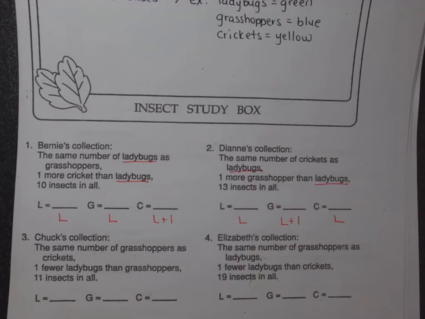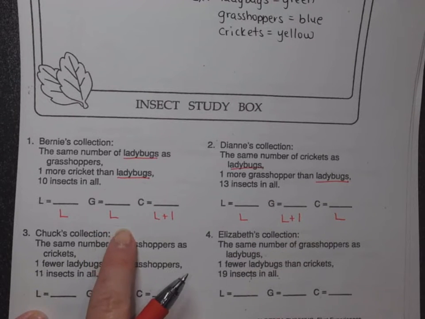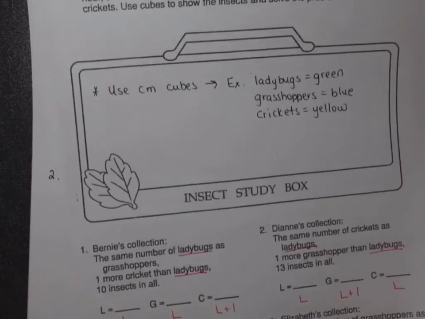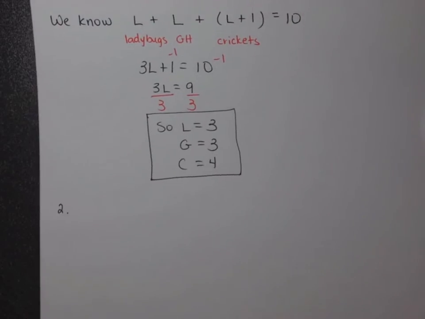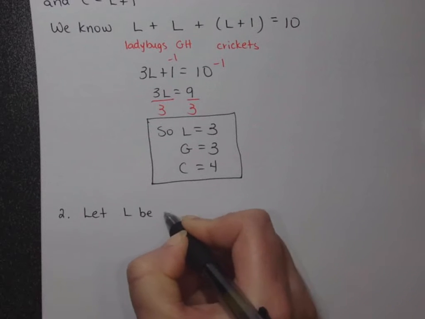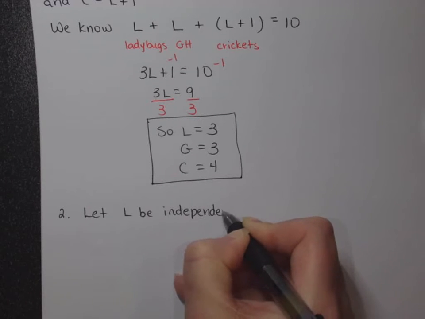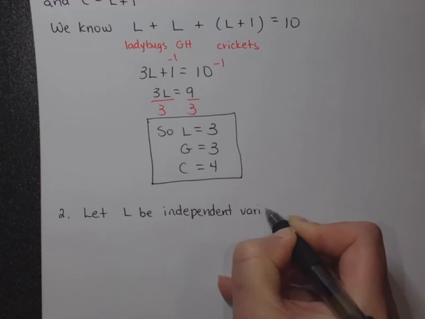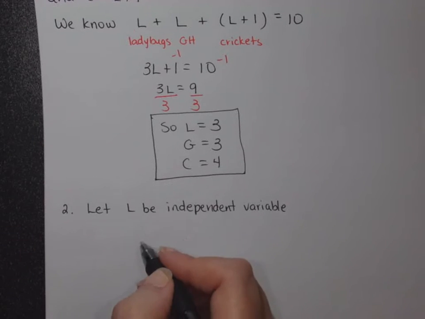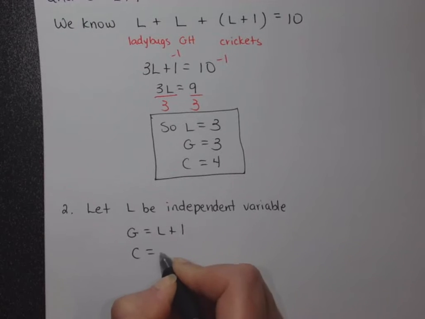Okay. So notice we end up actually getting a similar pattern if you're paying attention, right? We actually have the same quantities just in different places. Okay, so that sometimes will happen, but it's just coincidental. So we'll let L be the independent variable. And we let L be itself, of course. We let G be L plus 1, and we let C be equal to L.